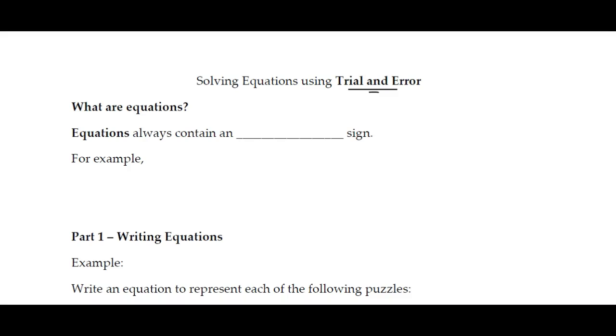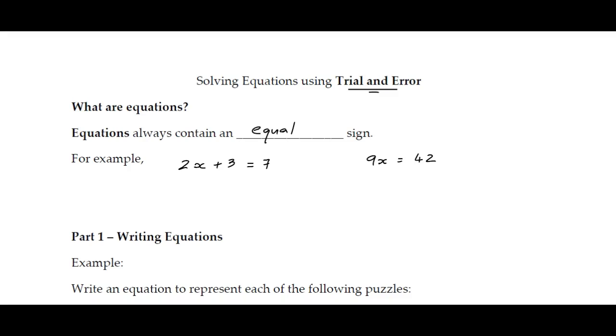So let's get started. What are equations? Equations always contain an equal sign. So let's write down some examples of equations. For example, I have 2x plus 3 equals 7. So that's an equation which has an equal sign in it. Another one, let's say 9x equals 42. So these are all examples of equations because they all have an equal sign in them.